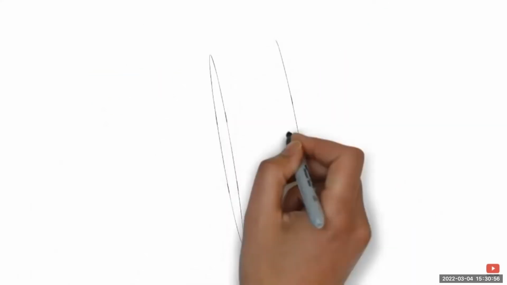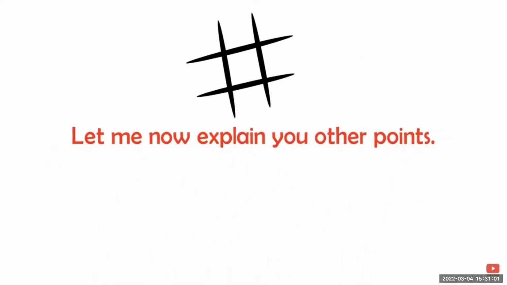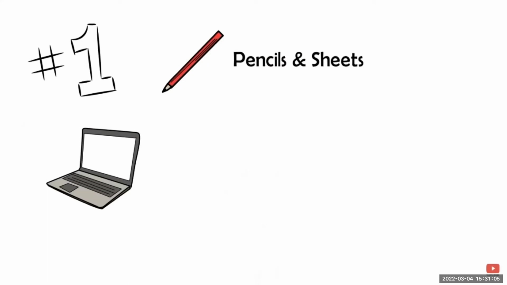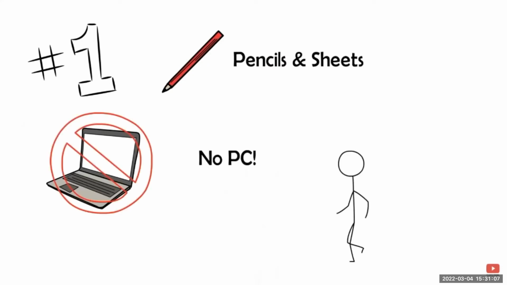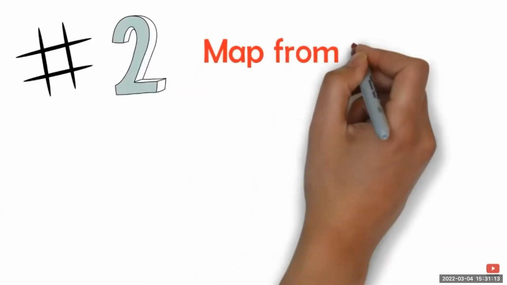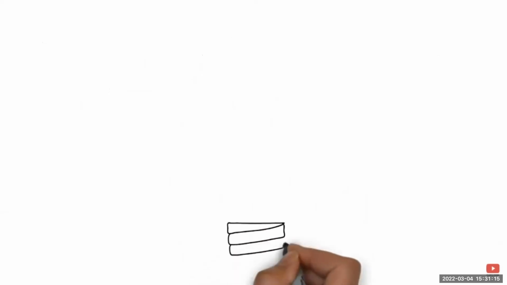Okay, now you know why to use value stream mapping and where to start. Let me now explain other points. 1. Map by walking with sheets and pencil. It is not a PC exercise. Walk the shop. 2. Map yourself entirely and starting from the end of the stream. This will help you to better understand the process.